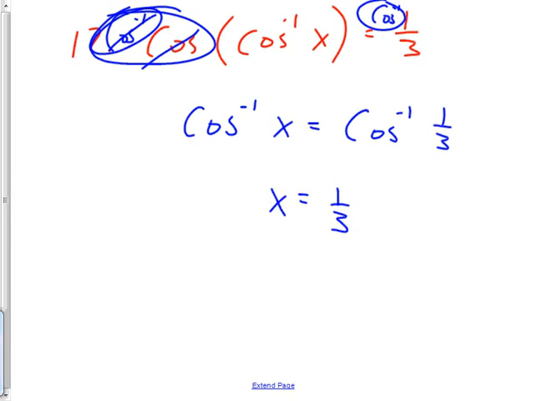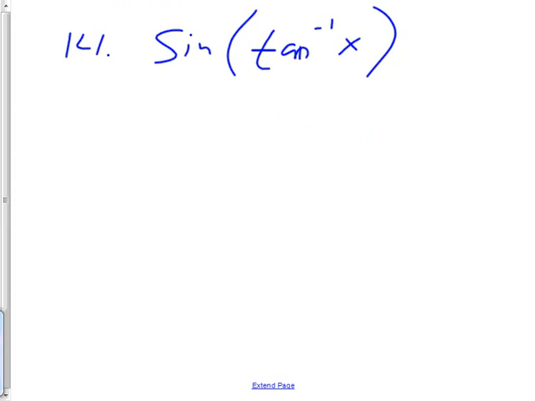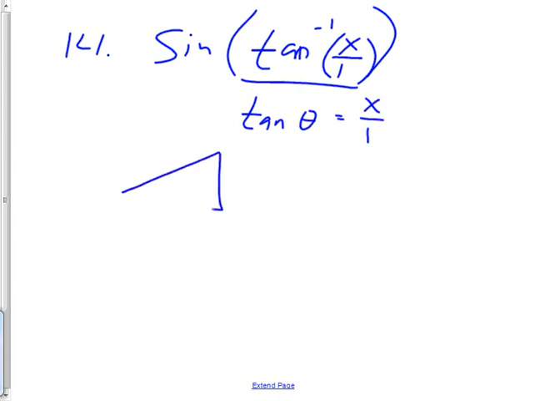Okay, and let's do one last kind, which is number 14. Number 14 says sine of tangent to the negative one, also known as inverse tan, of x. Now, normally they have put sides in here. These are the sides: x and 1. So now I'm going to rewrite it as just the inside part. Tangent of an angle will be x over 1. And now I'm going to draw my picture. Tangent is opposite over adjacent, x, 1.